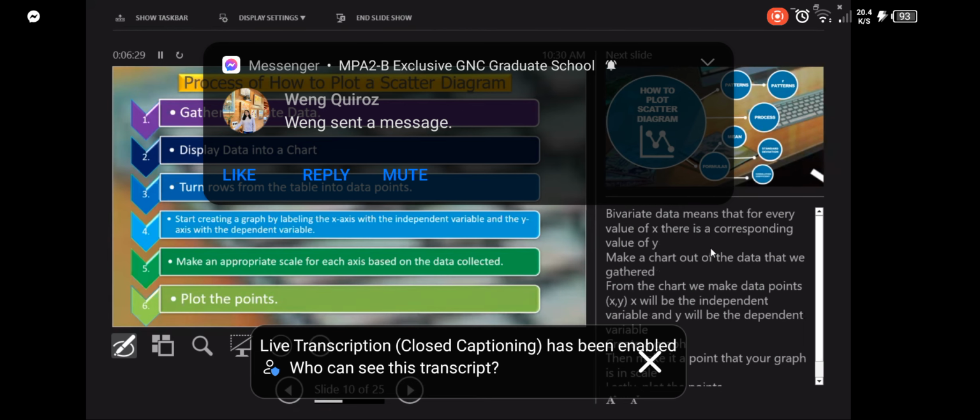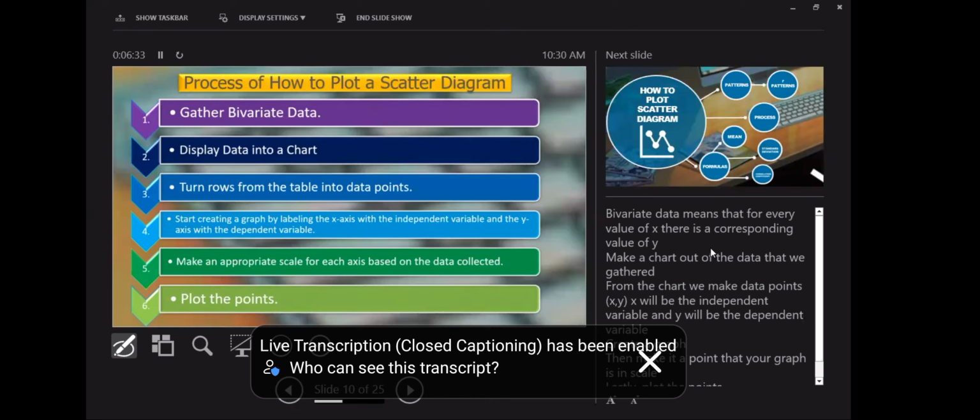Next, start creating a graph by labeling the x-axis of the independent variable and the y-axis with the dependent variable. Fifth, make an appropriate scale for each axis based on the collected data. And lastly po, plot the points.